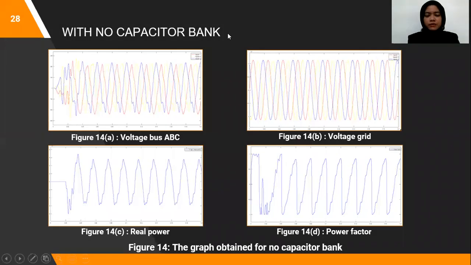These are the waveform of voltage, real power, and power factor obtained. As you can see at the voltage bus ABC, it is very unstable and not smooth, as well as the real power and power factor.